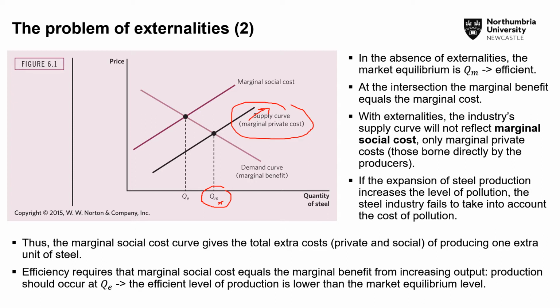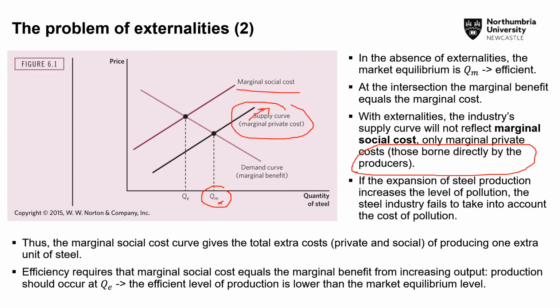But the reality is when we account for the costs associated with pollution, so essentially this is a cost that is added on top of ore and labor costs. In other words, on top of the marginal private cost, those costs that are borne directly by the producers, what we arrive at is a marginal social cost curve. So the marginal social cost curve takes into consideration the total extra costs, which are both private, in other words, those borne by steel producers themselves, and also social, those associated with the pollution that is created by producing additional units of steel.